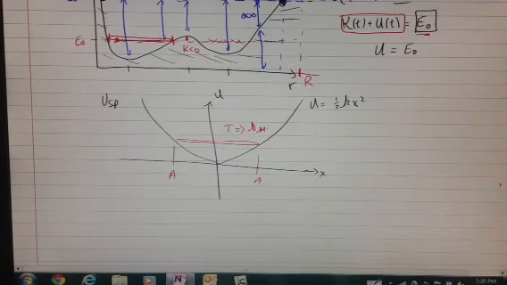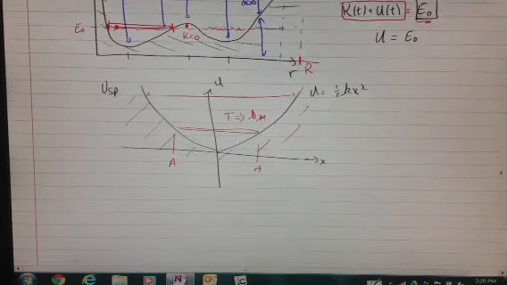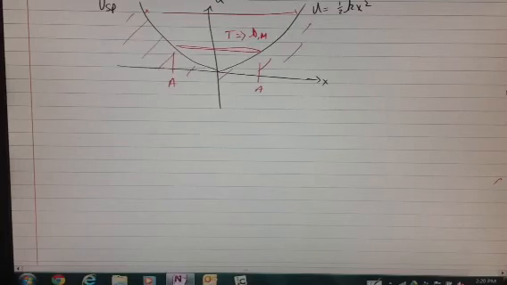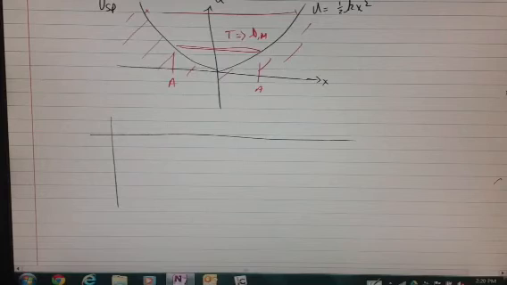No matter what you pick for the spring, you're always going to have bound orbits. So you can never get to this red shaded region. You're always going to have some amplitude, whatever energy you pick. For the gravity interaction, sometimes you've got bound states, sometimes you don't. So let's look at what the gravity interaction looks like. This is the universal gravitational interaction. So here's the region you cannot get to.